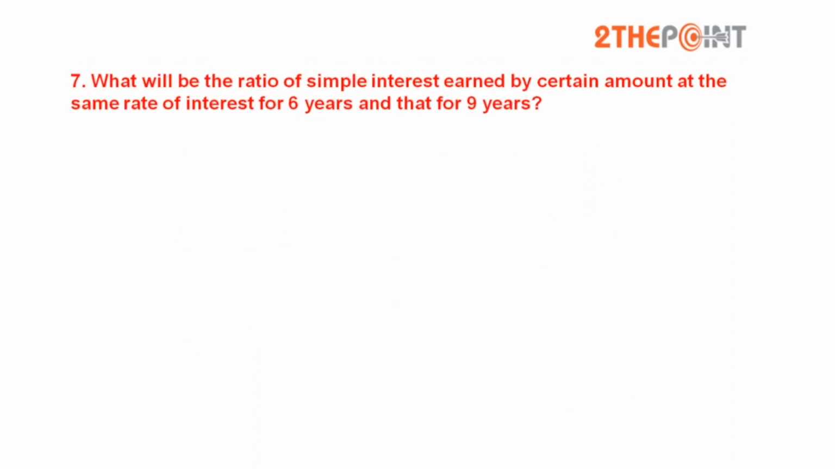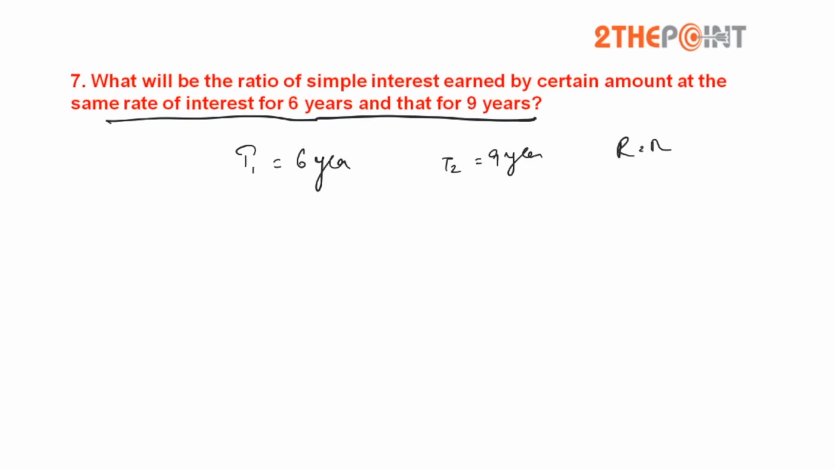What will be the ratio of simple interest earned by a certain amount at the same rate of interest for 6 years and that for 9 years? Here they have given the time period as 6 years, and the next time period is 9 years. Rate of interest is the same for both and also the principal amount is the same. We have to find out the ratio.